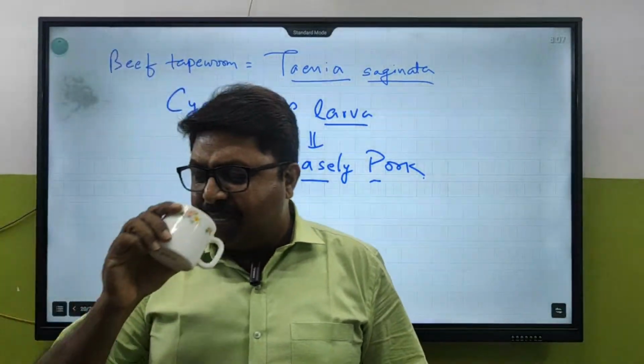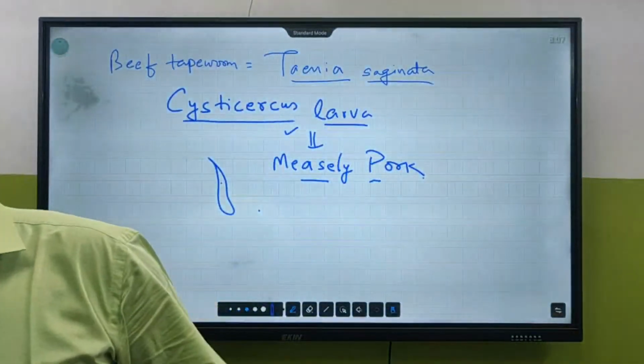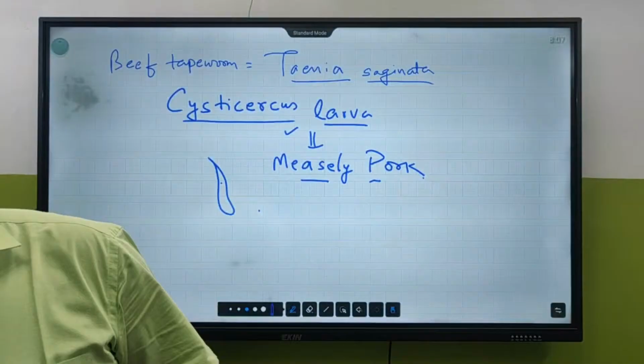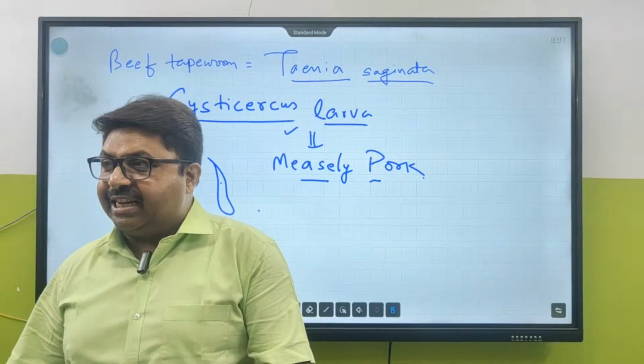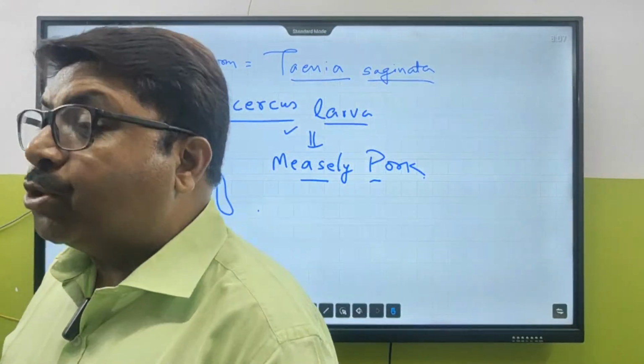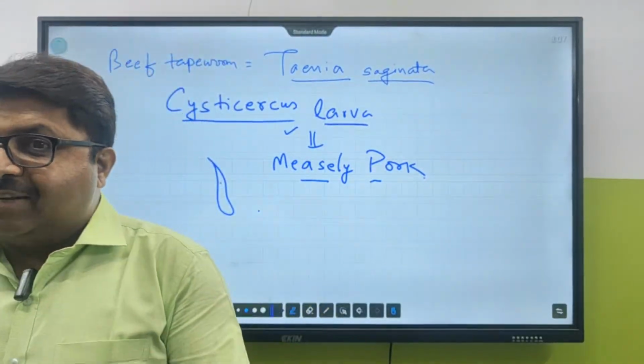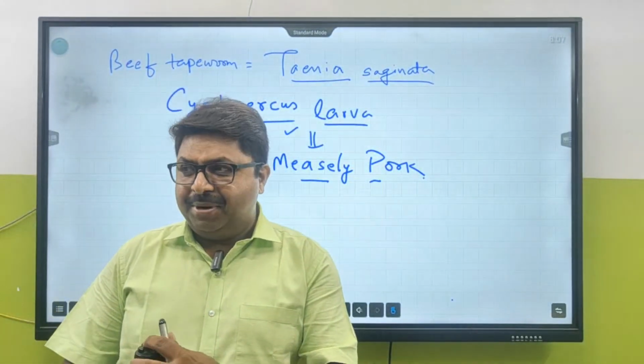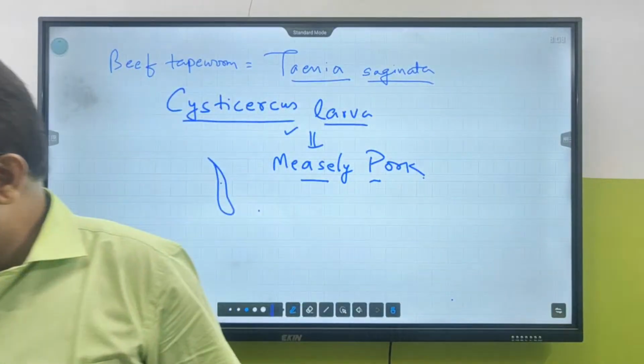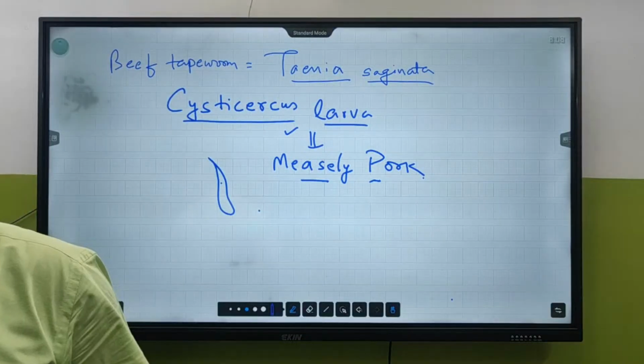Wild guess. And what is the meaning of primary host? The host body where the sexual reproduction takes place is the primary host. So sexual reproduction takes place in the human body. Primary host. Secondary host is where the asexual reproduction takes place.